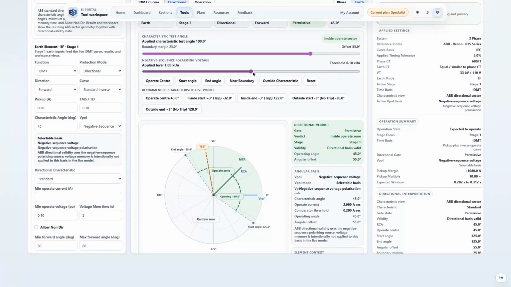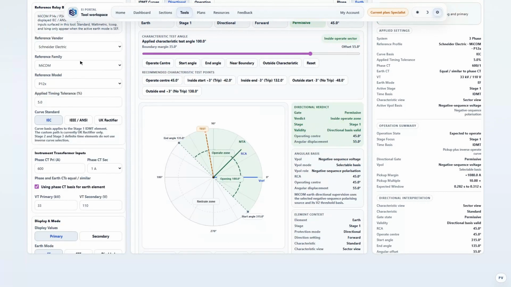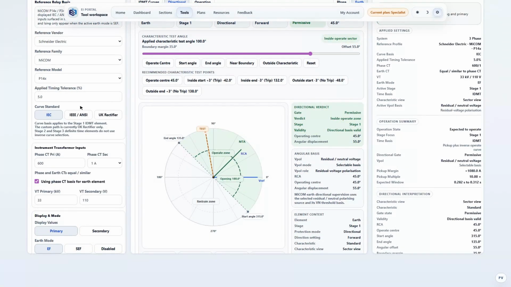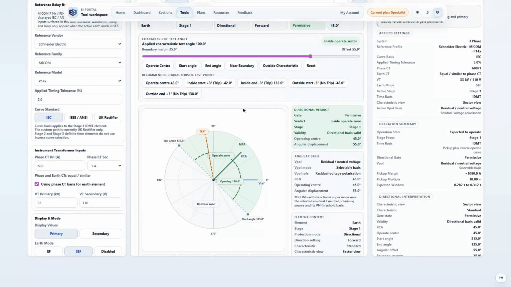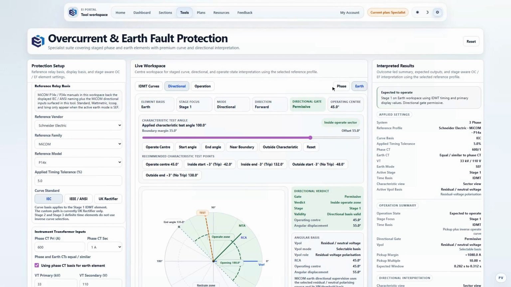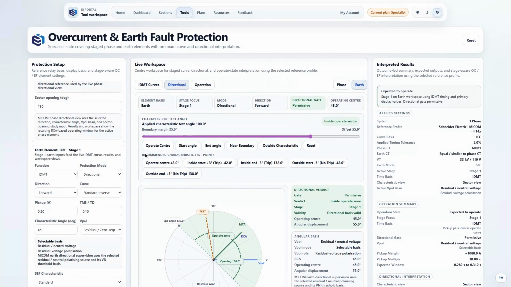Last, earth faults on compensated or isolated networks, Peterson coil systems. The residual current is tiny, and the angle barely moves. A normal directional element struggles. That's why these relays have special families.